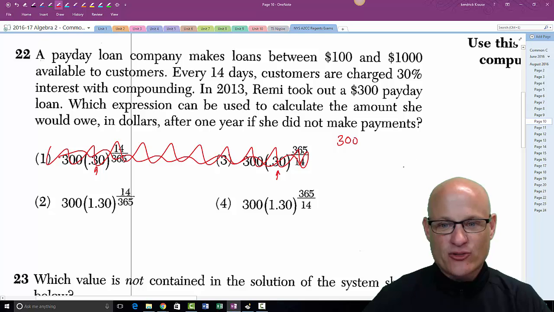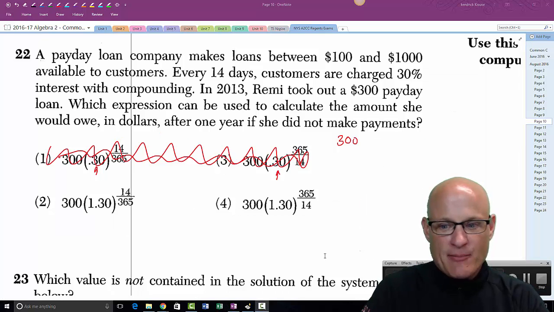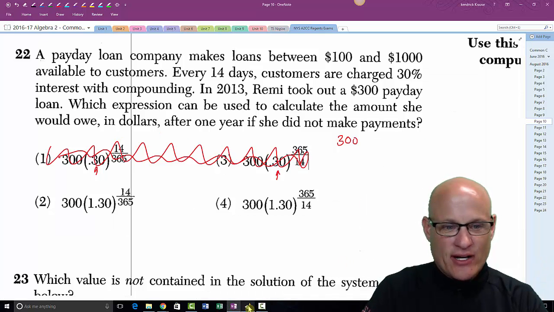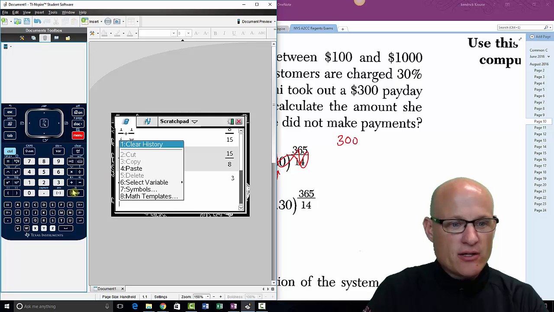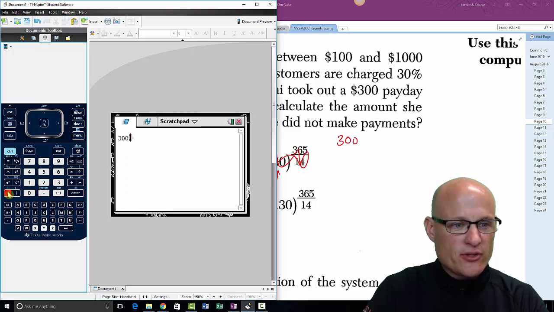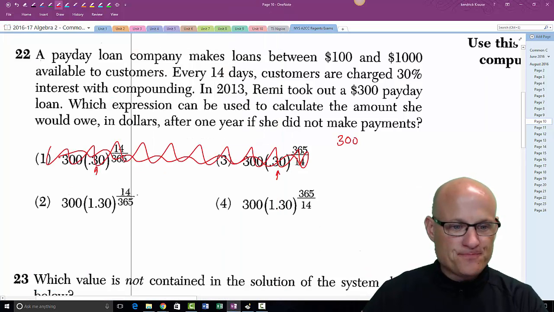I don't like this question because the end result answer is ludicrous. I'm going to put both of these in my calculator and see what kind of answer I get. So 300, parenthesis, 1.30 raised to the 14 over 365. And you get $303.